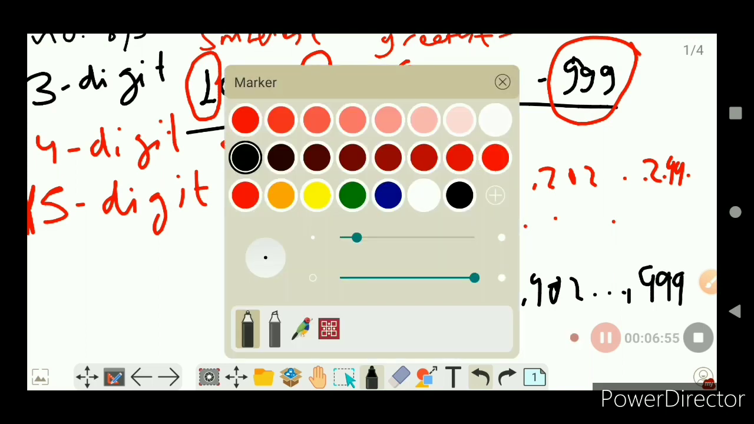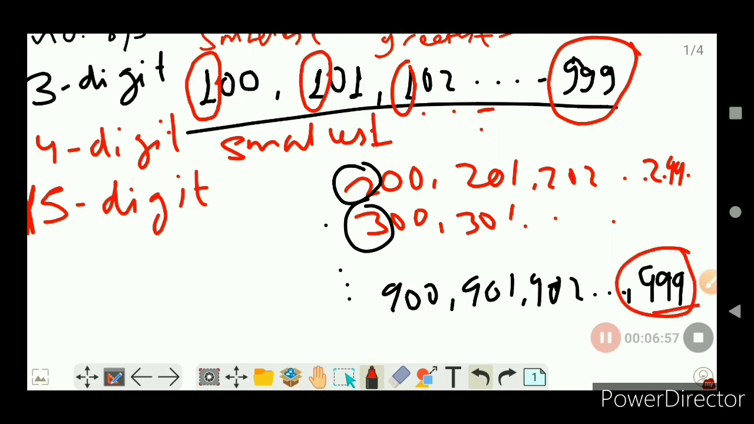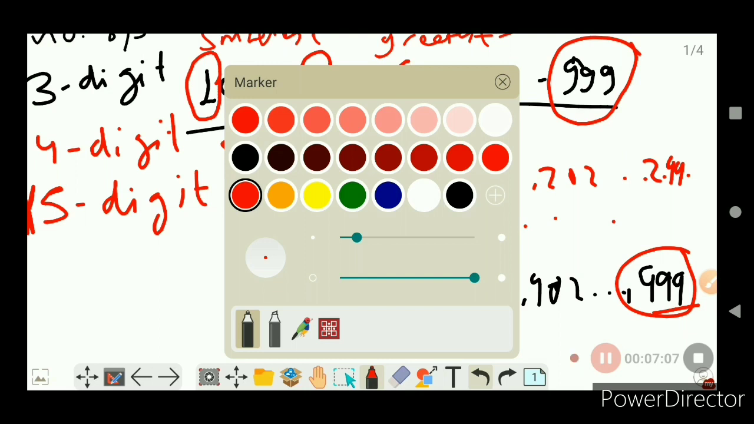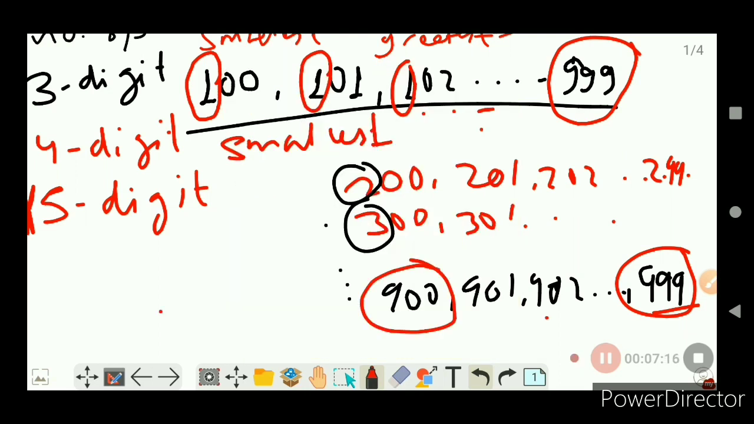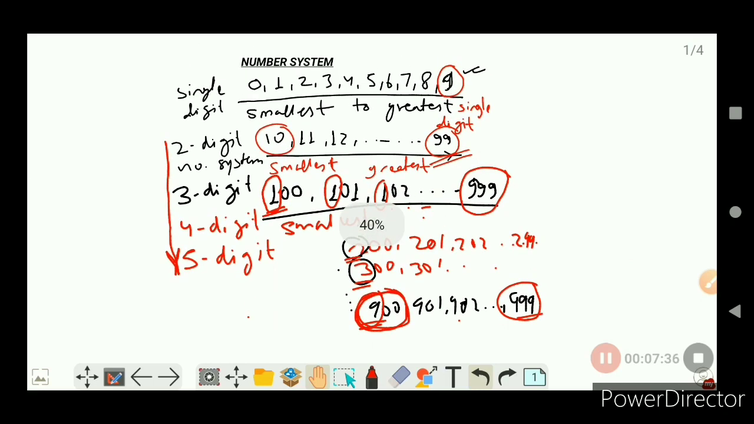And thus at 999 our 3-digit system ends, right? The thing I want you to notice is, if we compare the first digit, like it started from 1, it started from 2, it started from 3, and lastly it starts from 9, we can compare which one is greater and which one is smaller, right? And thus here begins our comparing number system.